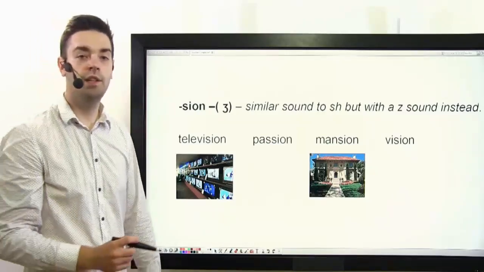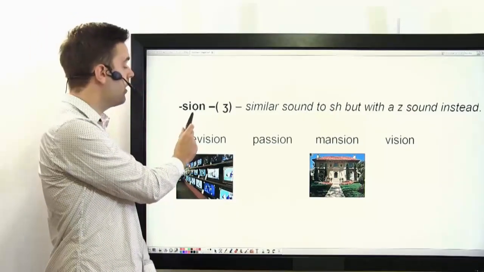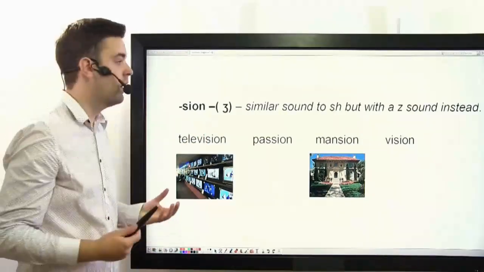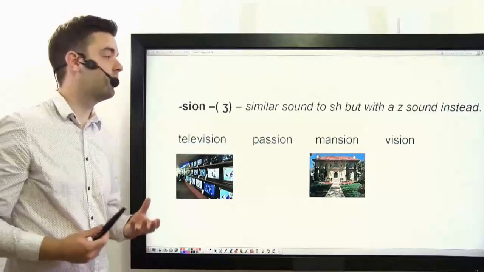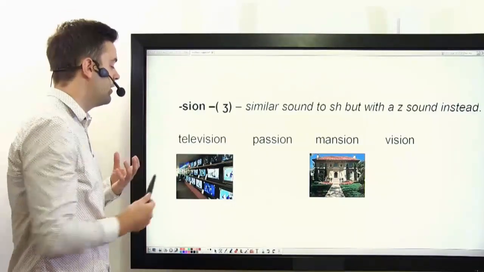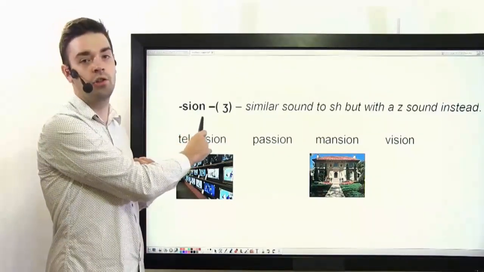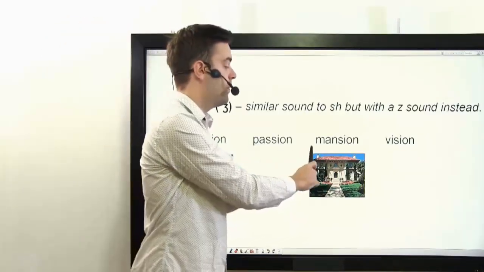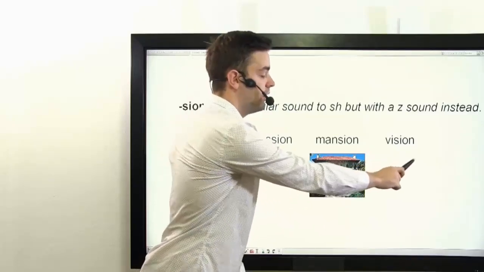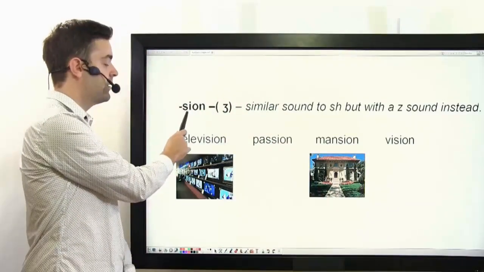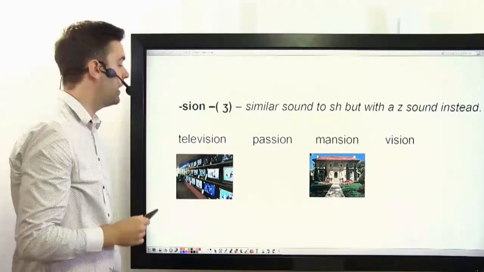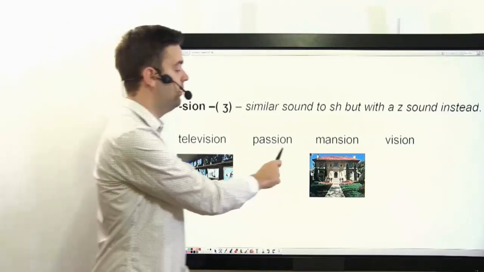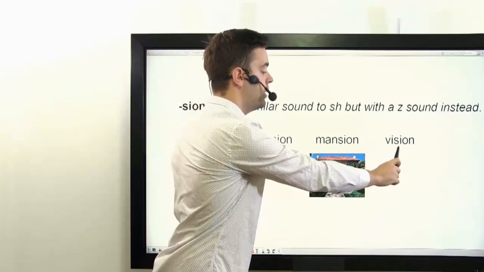Okay, so when you join S, I, O, N, you get a similar noise to sh, but it's more of a Z noise. So it sounds like zhun. Television, passion, mansion, vision. So S-I-O-N makes a zhun noise. Television, passion, mansion, vision.